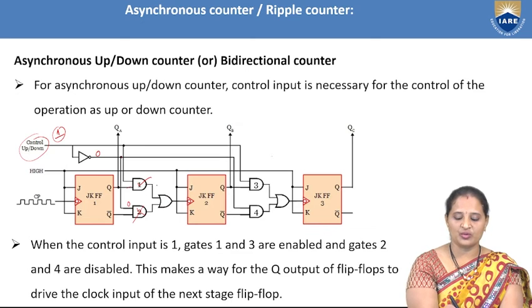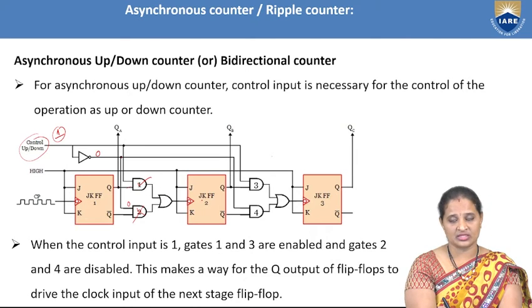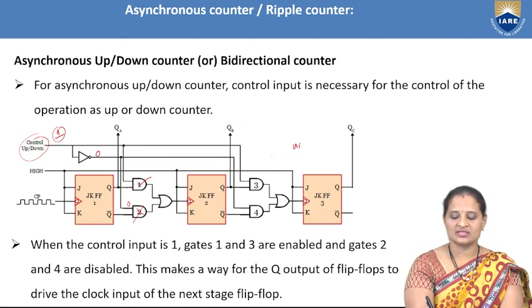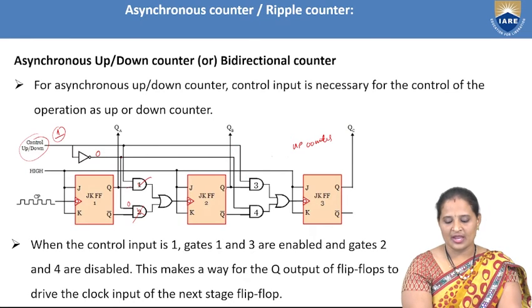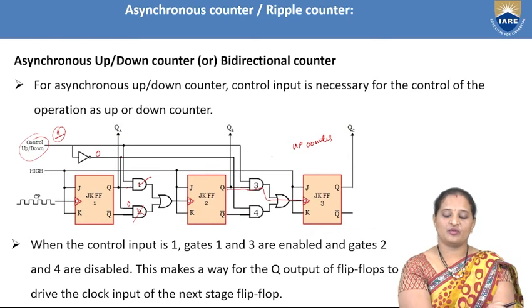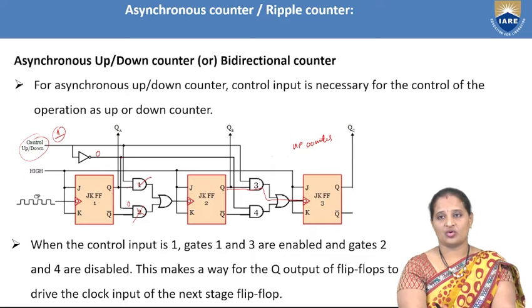As we are connecting the Q output as a clock input to the second flip-flop, it works as an up counter. So this is the up counter. Even if you see here, the Q output is connected as clock input to the third flip-flop, and hence it works as an up counter.